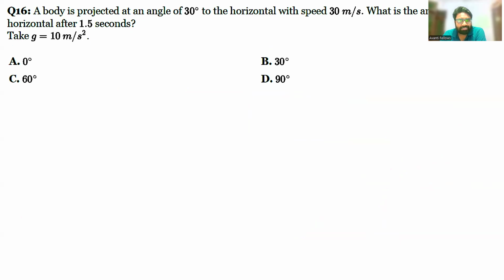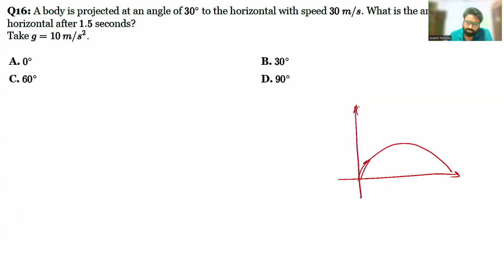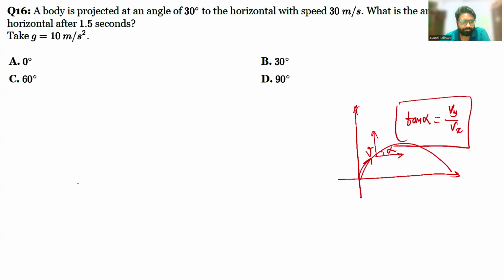Now, a body is projected at an angle of 30 degree to the horizontal with a speed of 30 meter per second. What is the angle with the horizontal after 1.5 seconds? In projectile motion, let's say this is the velocity. The angle at any instant, let's say this is alpha, is given by tan alpha is equal to Vy over Vx, the component ratio of the velocity at that particular time.